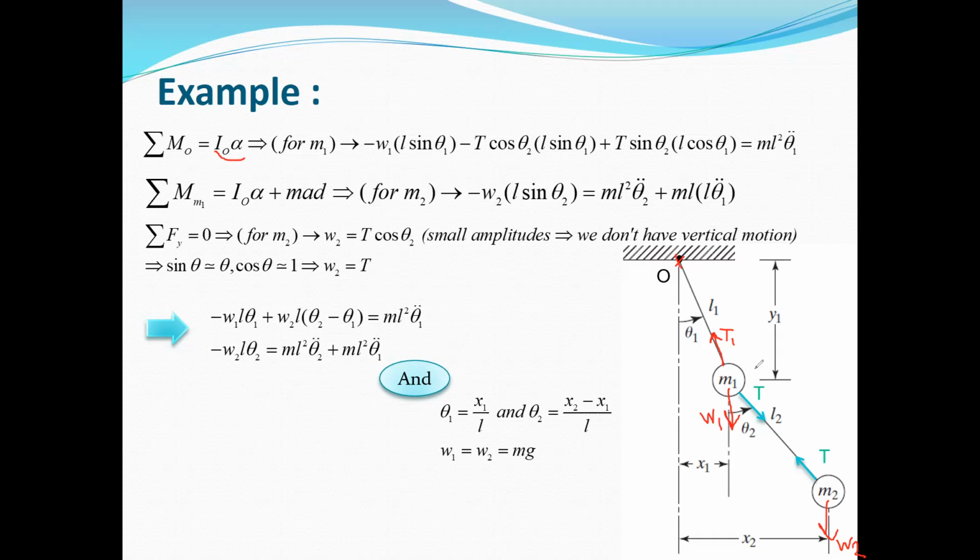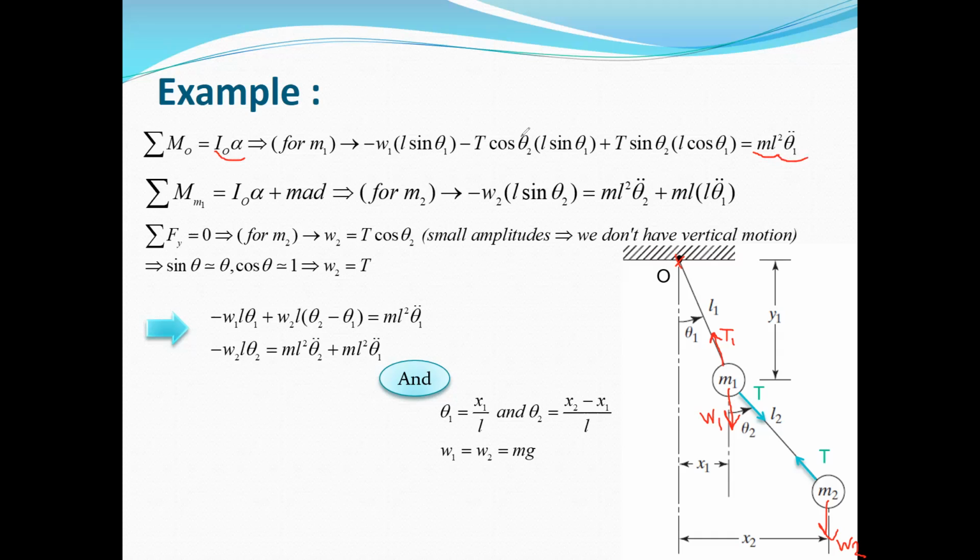The mass moment of inertia for this mass m1 about point O, because this is a particle, is equal to m times d squared, where d is the distance between the mass and the point about which you are calculating the mass moment of inertia. So IO for m1 is equal to m1 L1 squared, and here m1 is equal to m and L1 is equal to L, so it will be mL squared, multiplied by alpha, which is theta 1 double dot.